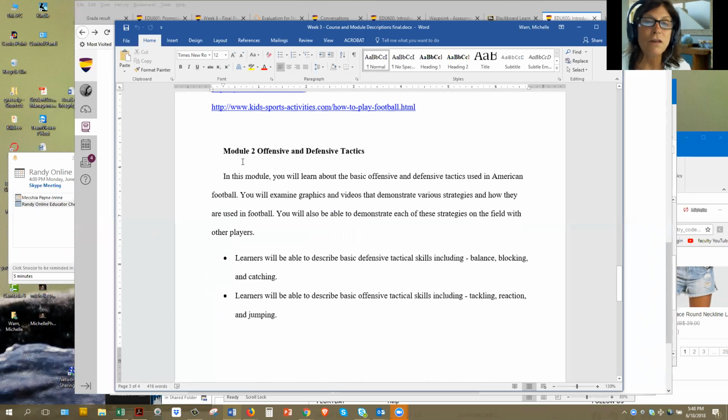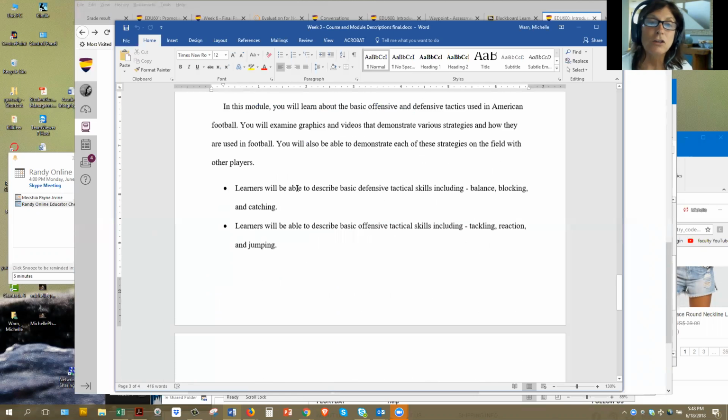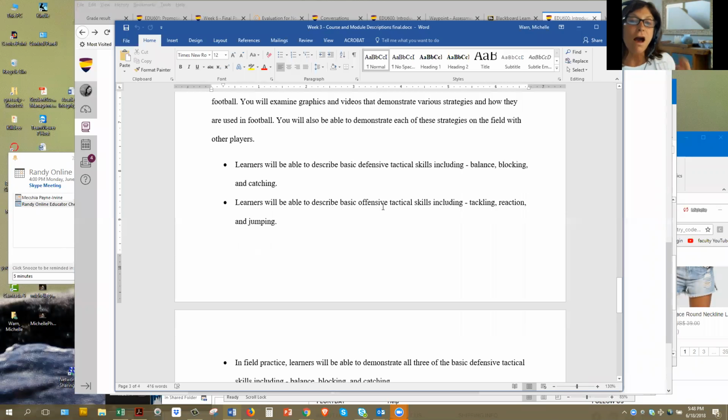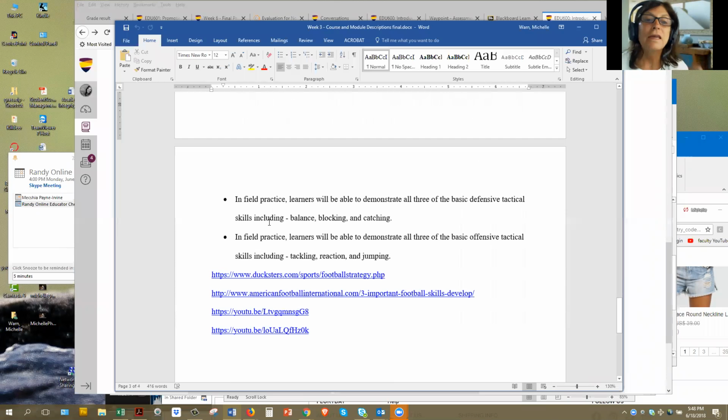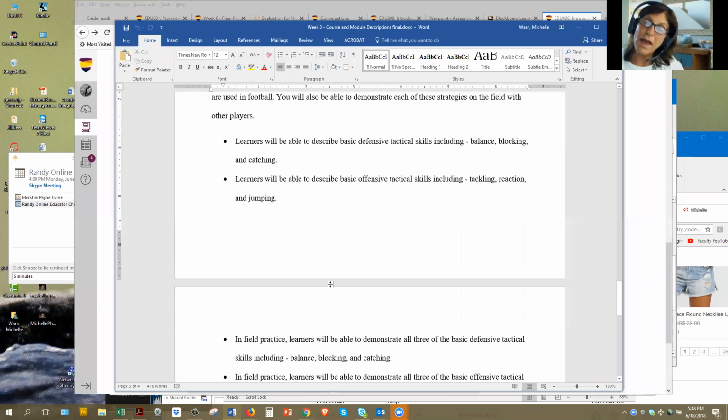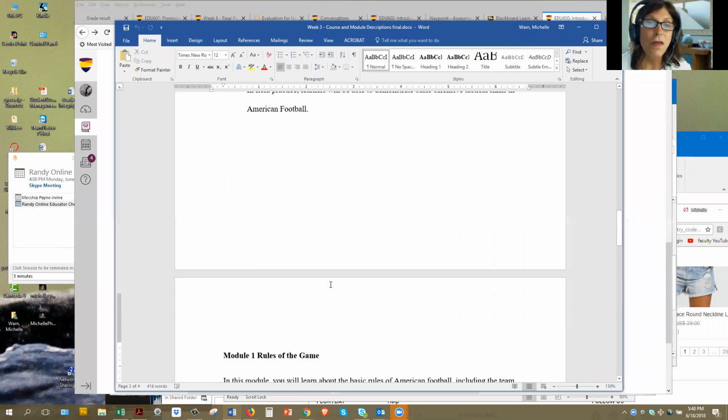Module 2, the offensive and defensive tactics. Learners will be able to describe basic defensive tactical skills, including balance, blocking, and catching, and describe basic offensive tactical skills, tackling, reaction, and jumping. In the field, they'll be able to demonstrate all kinds of these, both offensive and defensive, okay? And then again, he's pulled together some links to start to teach this, thinking ahead, okay? So that's what we're looking for.